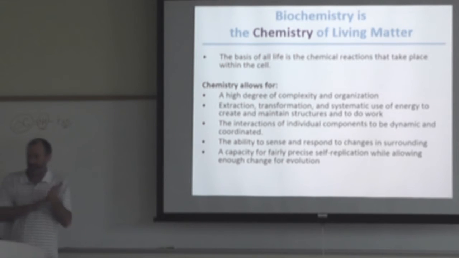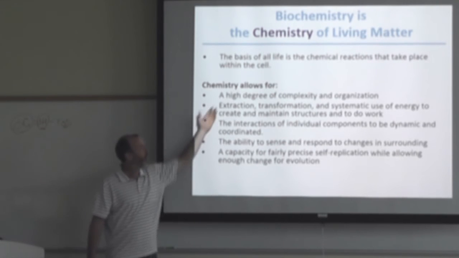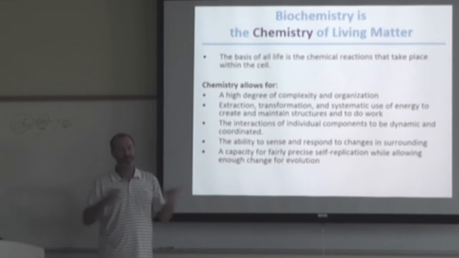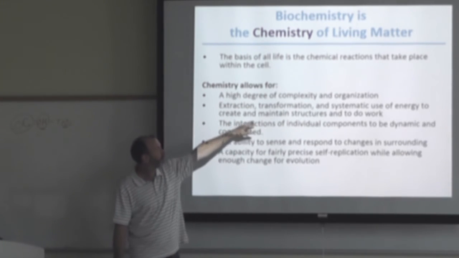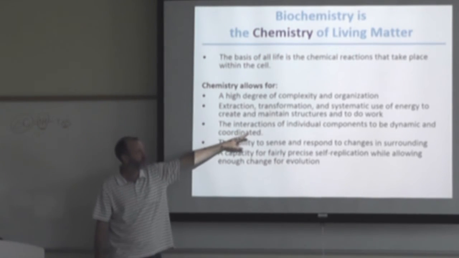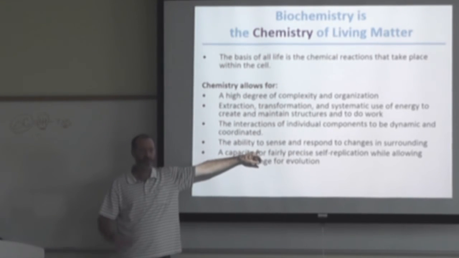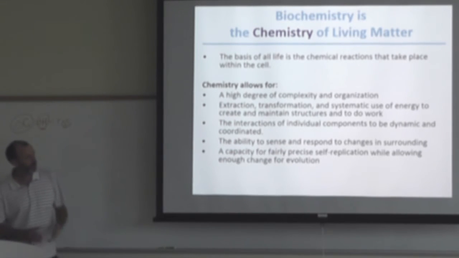So the basis of all life is the chemical reactions that take place within the cell. And again, we talked about how complex and organized it is, and that organizational complexity really takes away from the entropy of that system. So we have to extract, transform, and systematically use energy to maintain that complexity. The interactions of individual components are dynamic and coordinated, and there is the ability to sense and respond to changes in the surroundings. So that is where the chemistry comes from. And a capacity for fairly precise self-replication while allowing enough change.